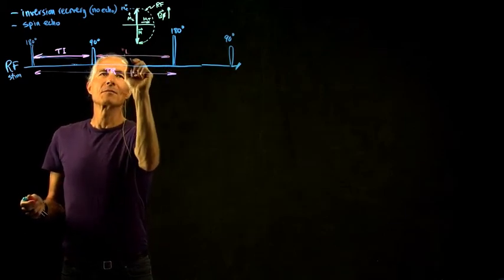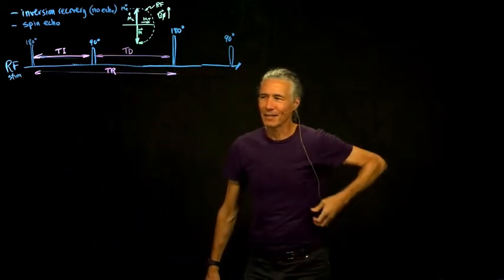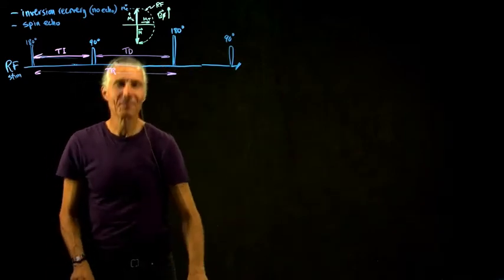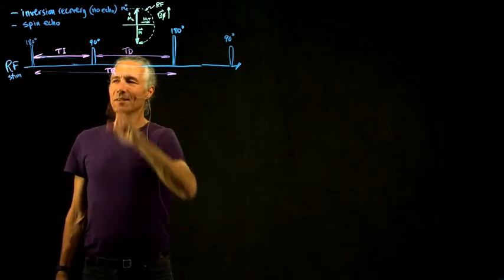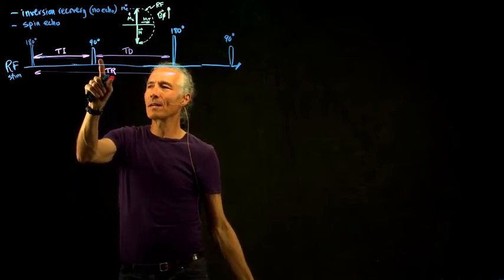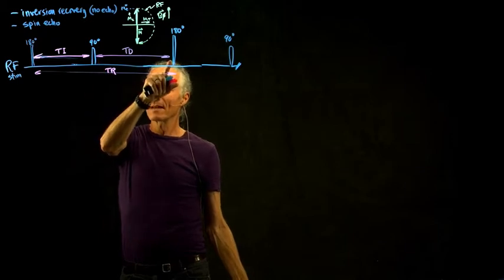This one, I always make a joke about this. Siemens managed to patent TD. They patented an acronym to try to prevent GE from using it. So that's the time delay. That's the time between the 90 and the next time you do the 180.